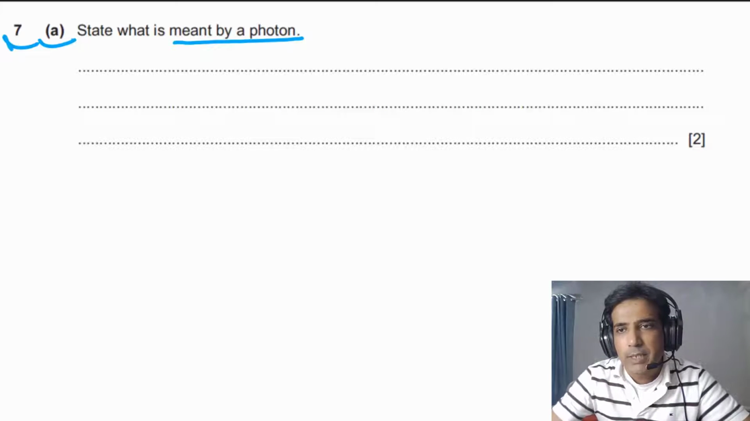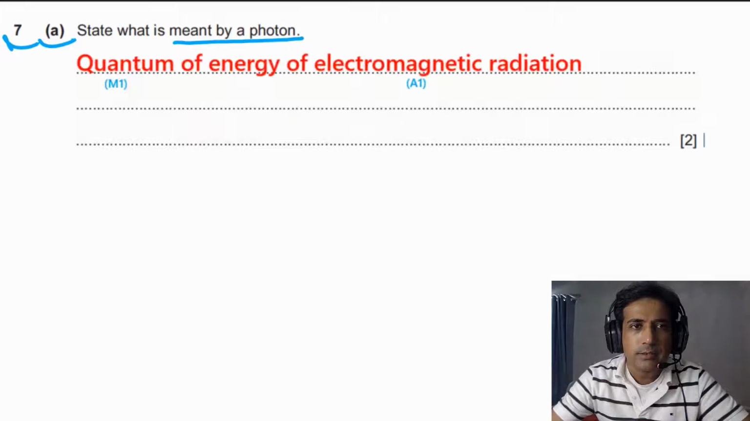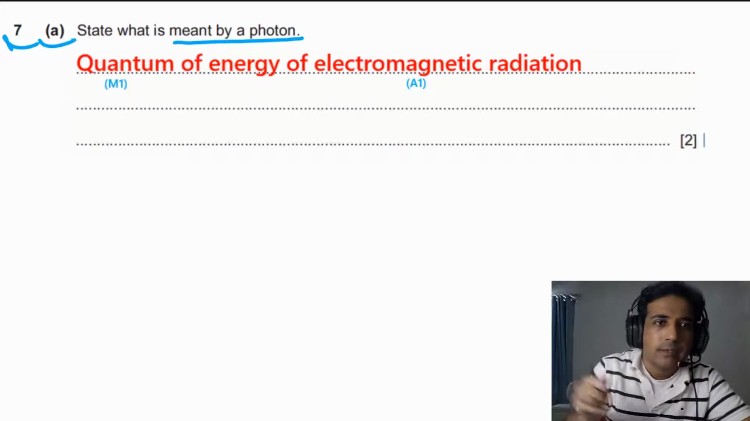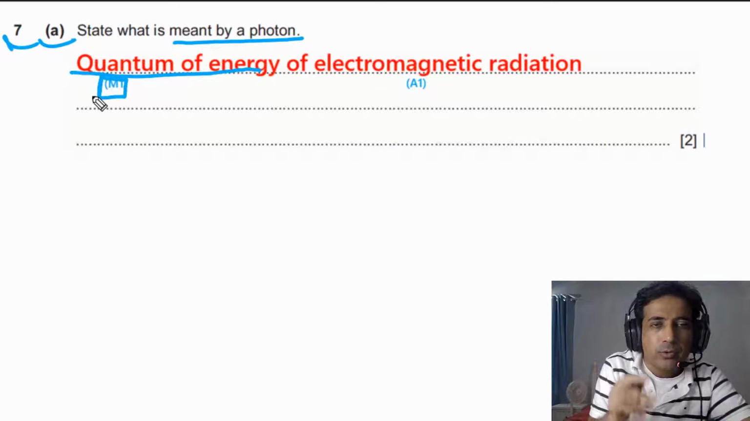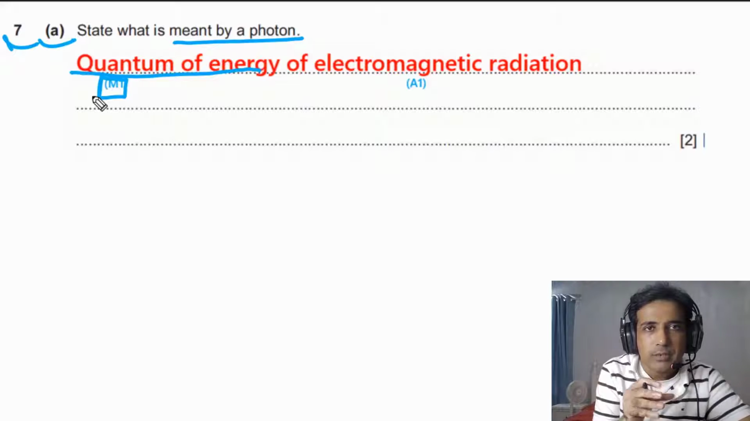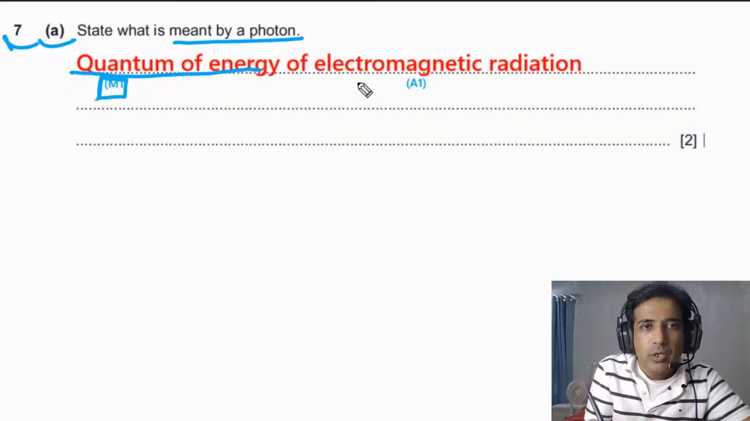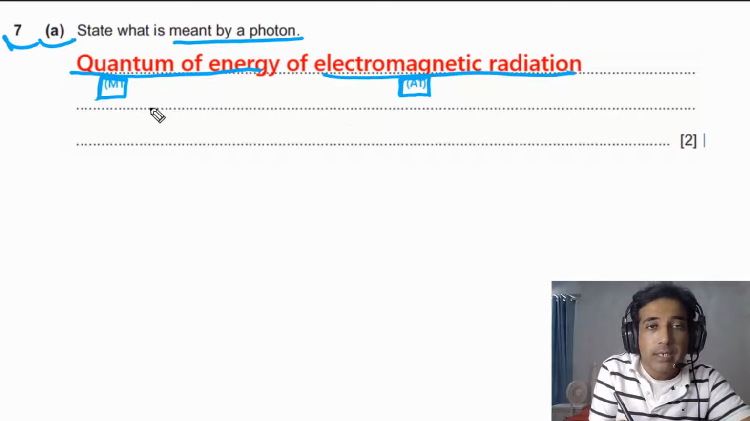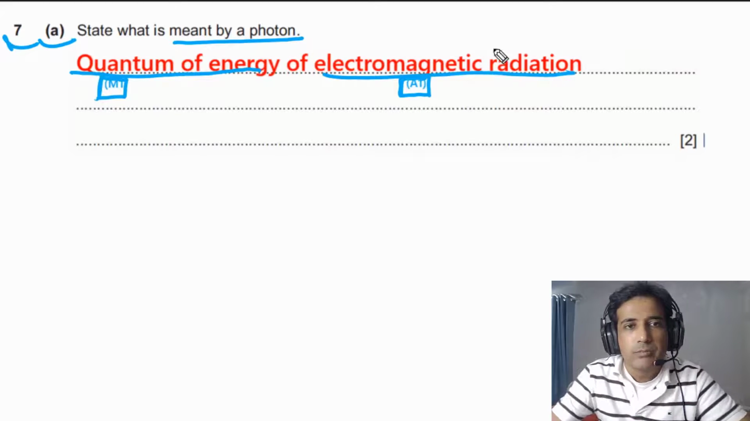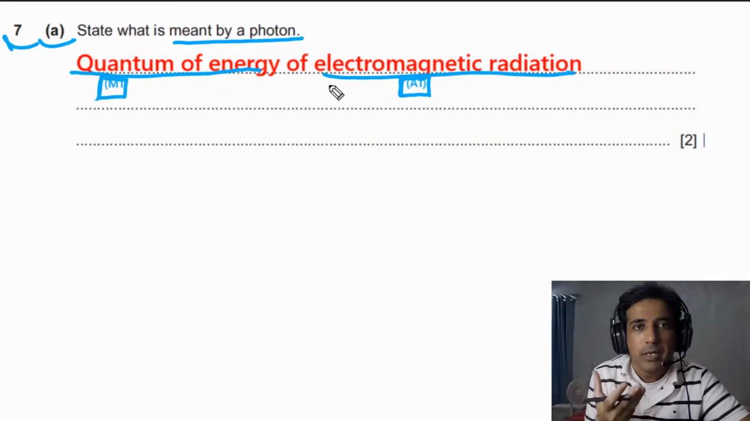So let me show you how you can write down your answer. If you have mentioned quantum of energy, you will get 1 mark, and that is the M mark. It means you have to say quantum of energy, or packet of energy of electromagnetic radiation. If you have mentioned electromagnetic radiation, you will get the 2nd mark, and that is the answer mark, the A mark. So you have to get the M mark to get the A mark. This is simply how you can state what is meant by a photon.